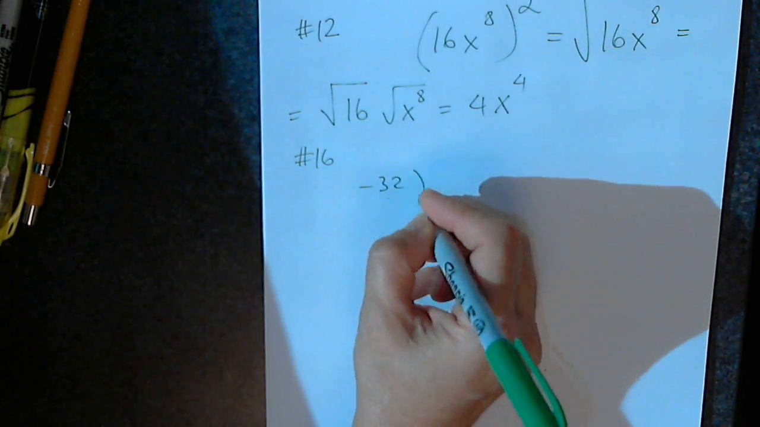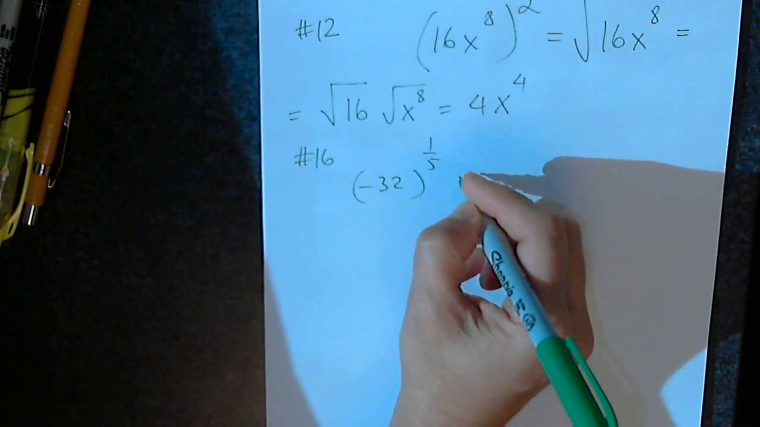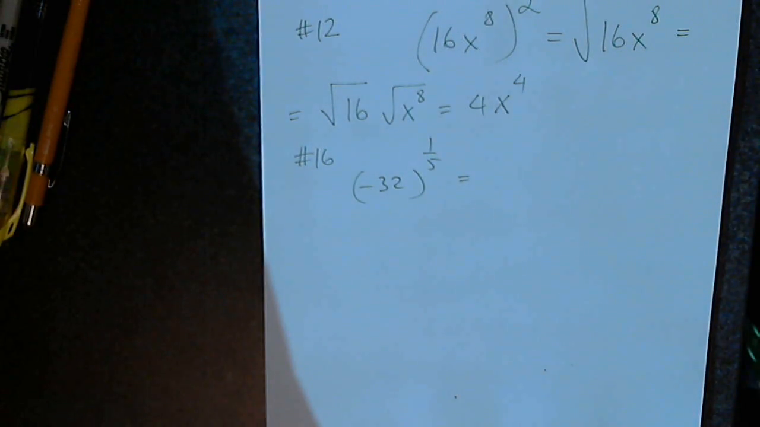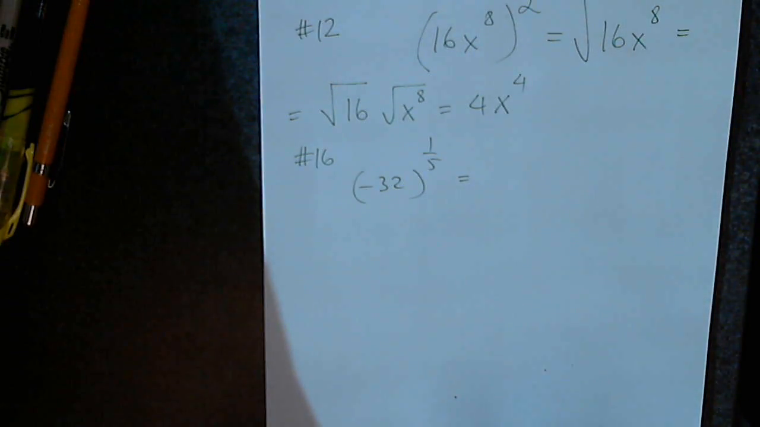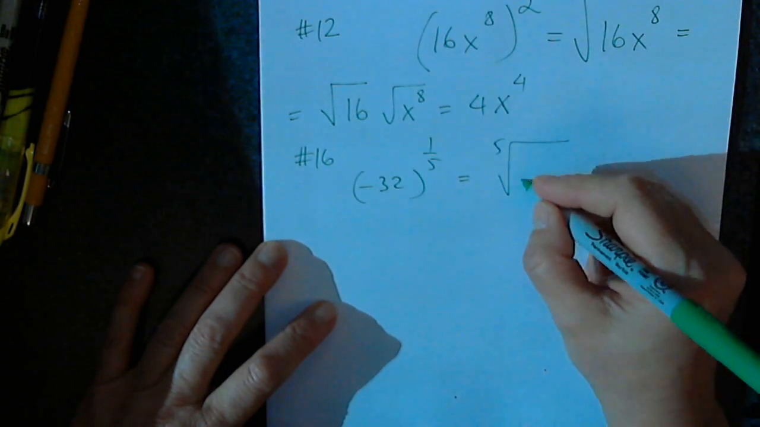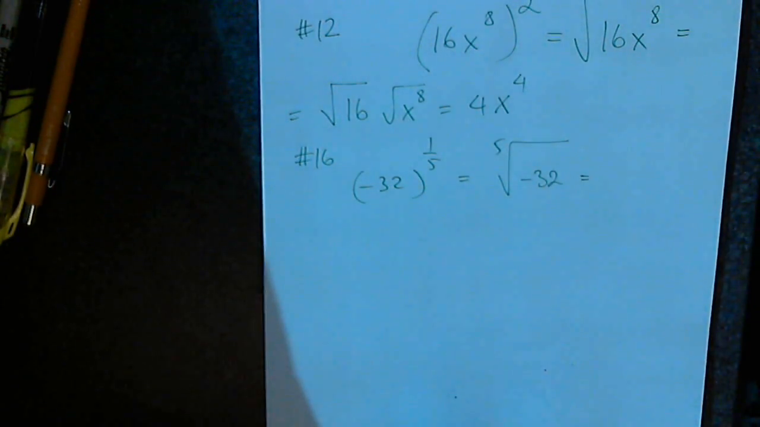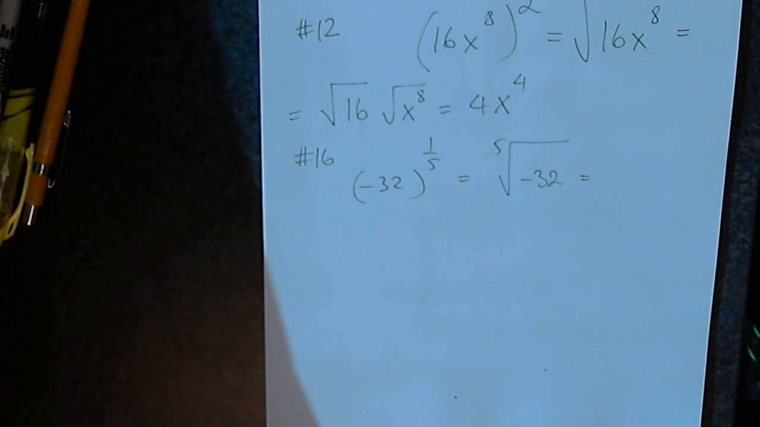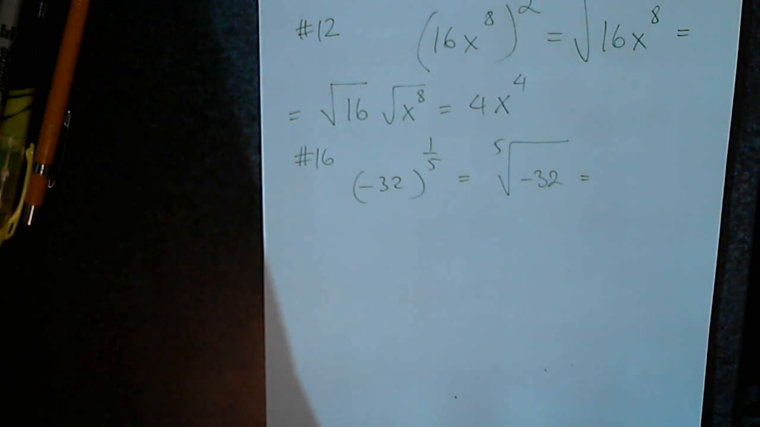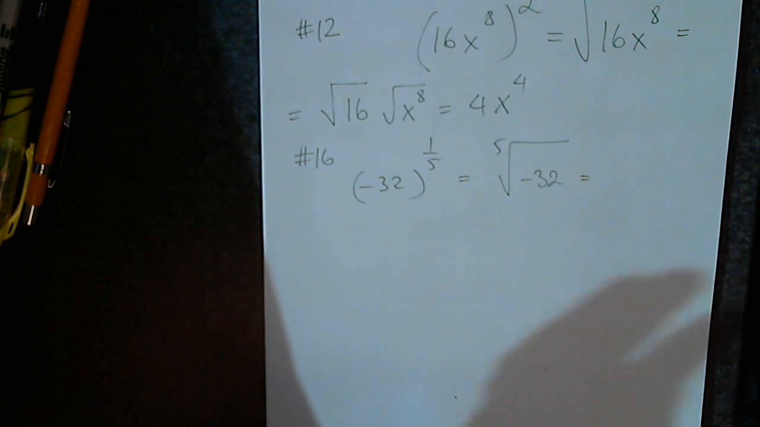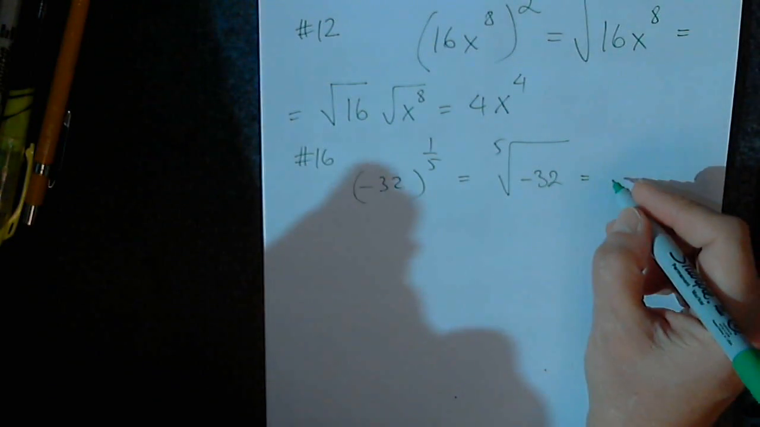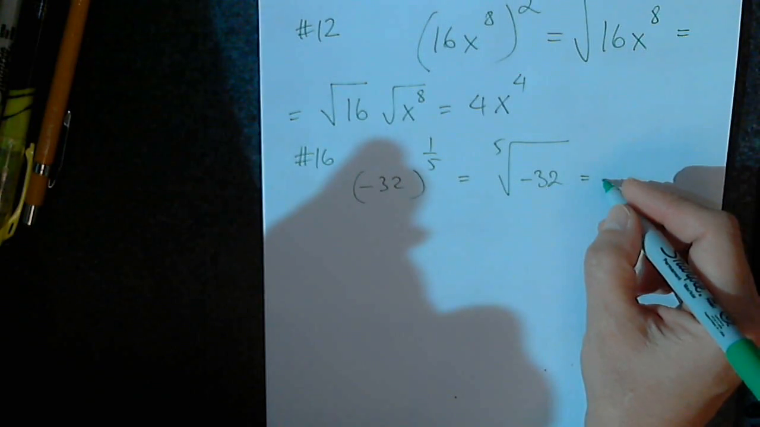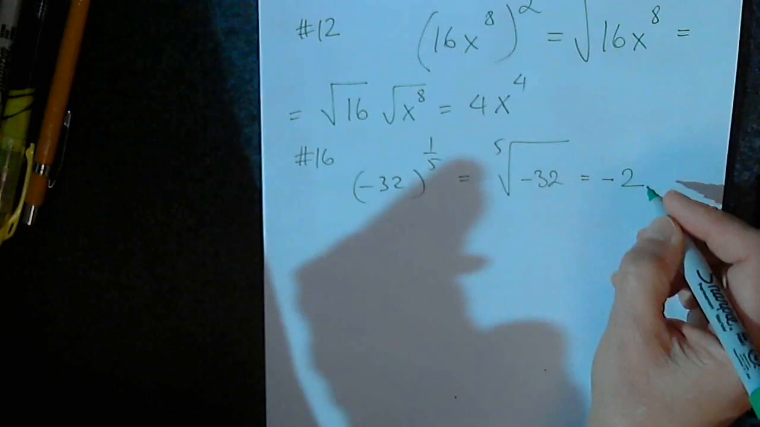So negative 32 raised to 1/5. What root is this? The 5th root of negative 32. Is this legitimate? Is this possible? Yes, because it's the 5th root, right? So can I find a number that I raise to the 5th power that will give us negative 32? Negative, right? Negative 2.